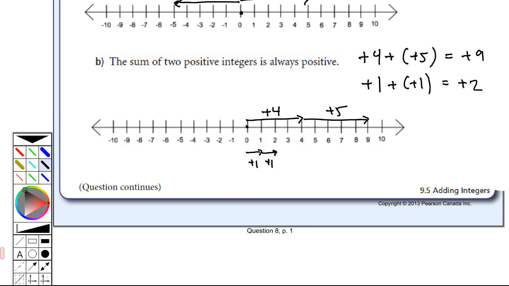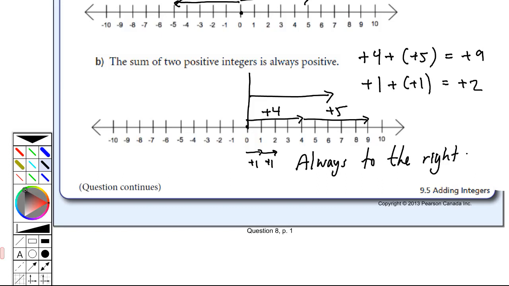So we can see that when you're using positive integers, you're always to the right of the 0. So I'm going to write that down. Always to the right of 0. And that's why adding two positive integers is always going to be positive.